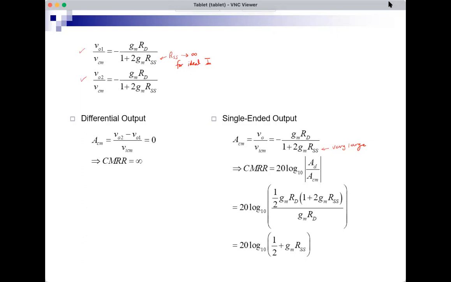So minus 0.1 means that when the two inputs are equal to some VICM, the output would be minus 0.1 VICM. So we're not really amplifying, we're attenuating the common mode inputs, while the differential inputs would be amplified by maybe a factor of 20 or so. And this will give me a CMRR, which is 20 log AD over ACM, so 20 log 20 over 0.1.